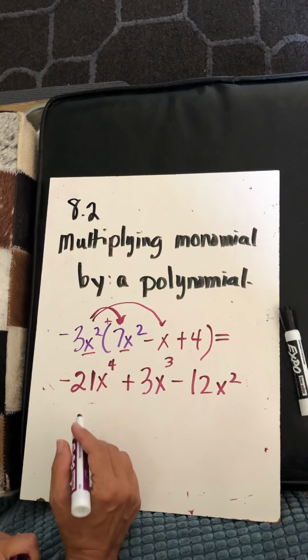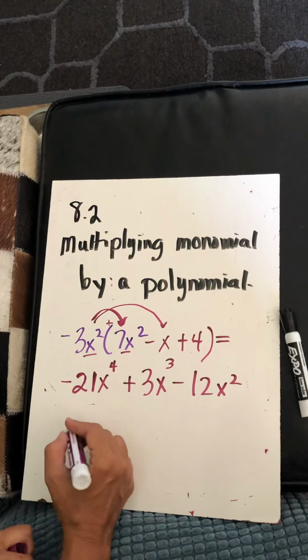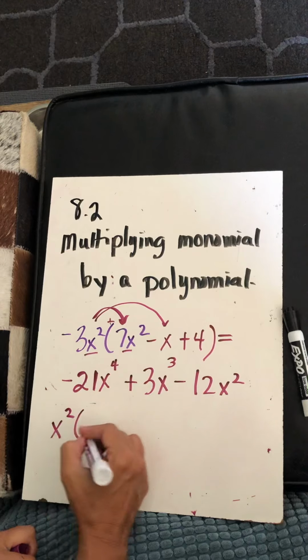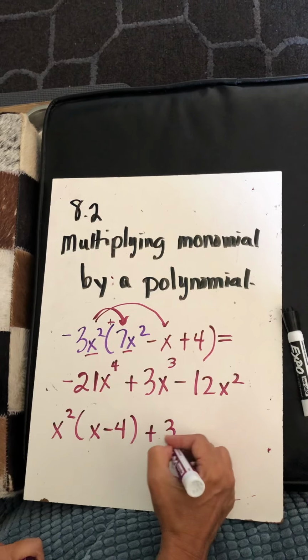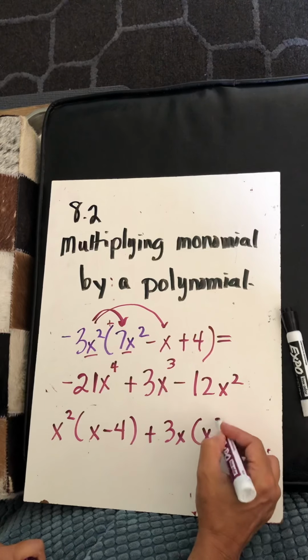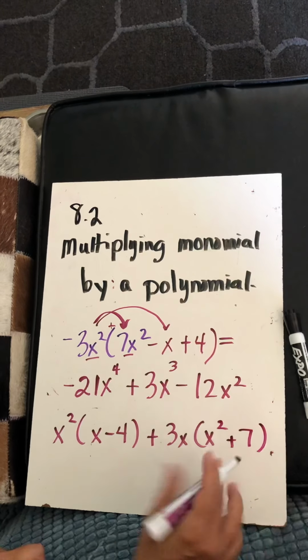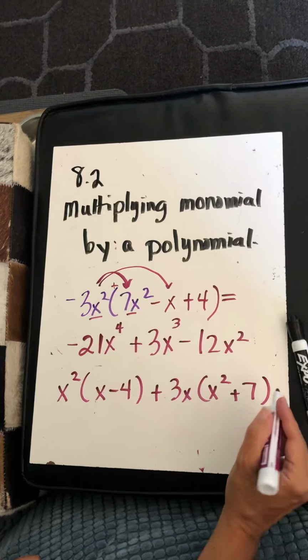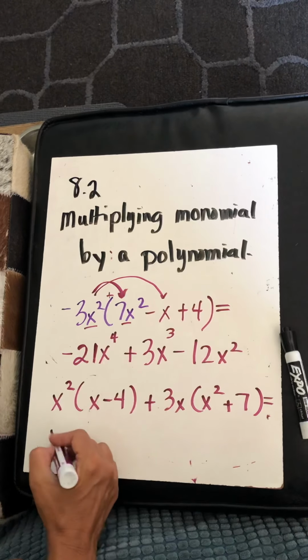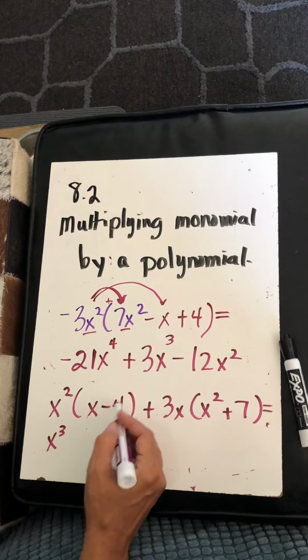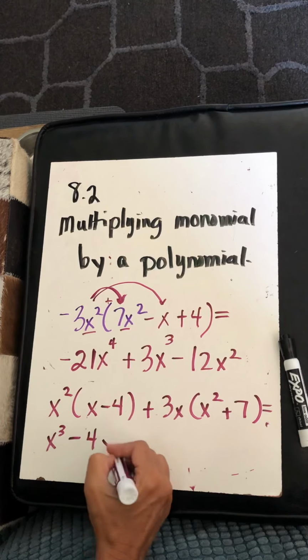Then go ahead and write this one down. Write down x squared times x minus 4 plus 3x times x squared plus 7. So here we're going to distribute twice, and then we're going to simplify by combining like terms. So x squared times x is x cubed. x squared times a negative 4 is a negative 4x squared.